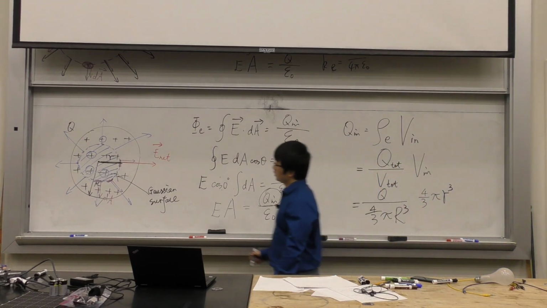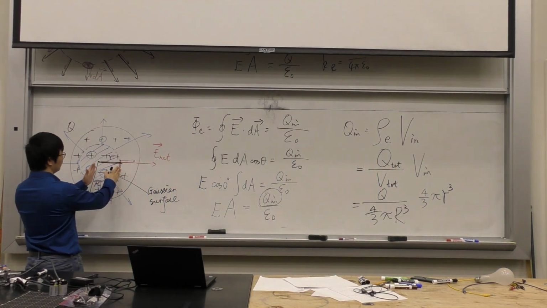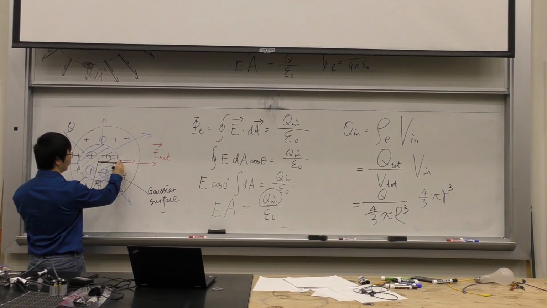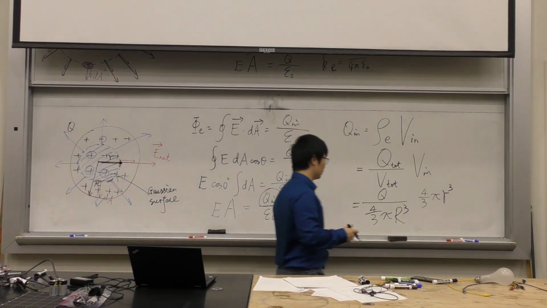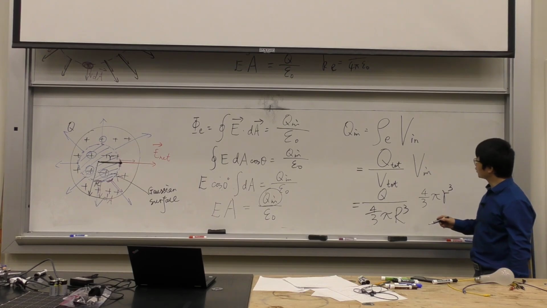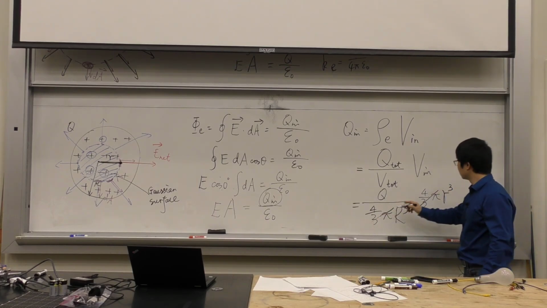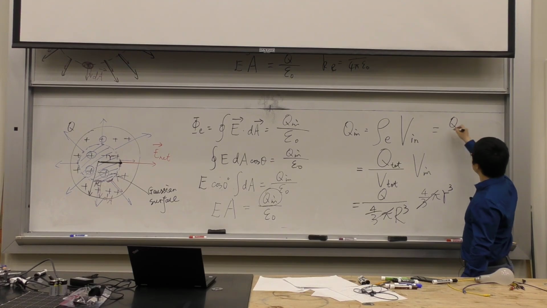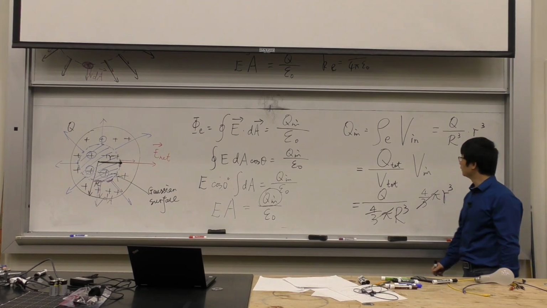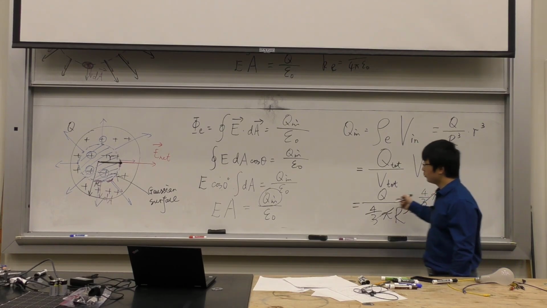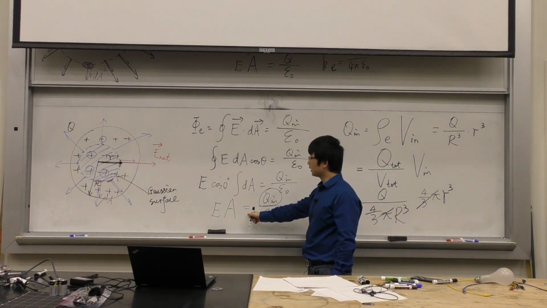The radius is equal to the distance between the center of the sphere to the point you want to evaluate. So let's call it little r, or whatever symbol you like. Now you see that the Q in is going to be Q over big R cubed, the real radius, times r cubed, the Gaussian surface you draw, which is actually the distance from the center to the point. That's the Q in. Now you can plug it in and then find the electric field.